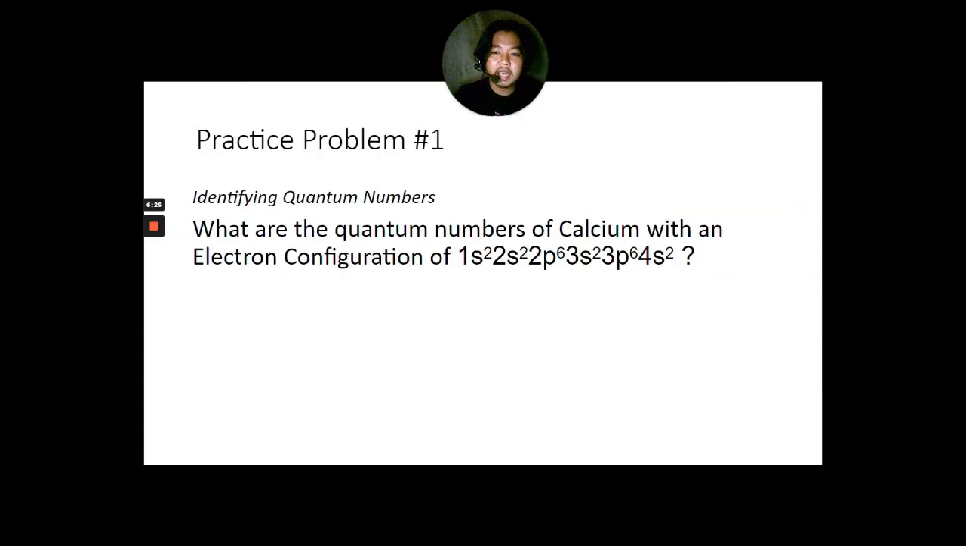So let's put this knowledge into practice. So first, for the first two problems, we will try to identify quantum numbers given the electron configuration of an element. So how do we do it? No, we do it best. So here, good thing we are already given an electron configuration in a long form. Pwede naman siyang naka noble gas notation.